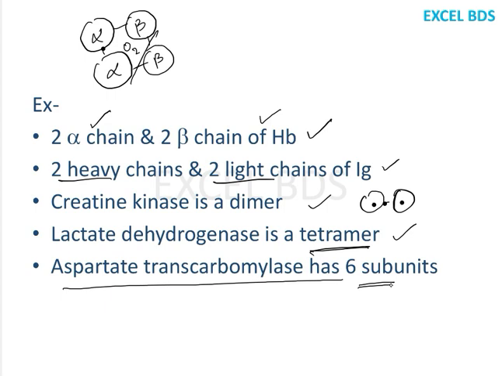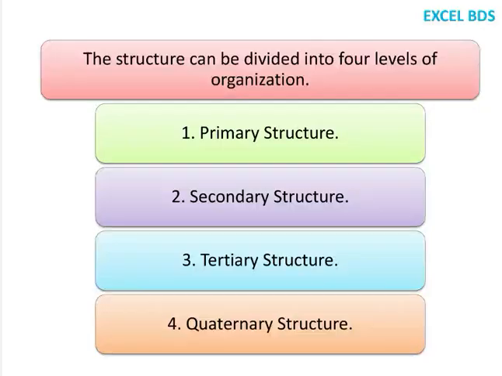So different polypeptide chains come together to form one protein and to deliver the function. The function is delivered only in the presence of this structure. The whole structure should be intact. That is the quaternary level.